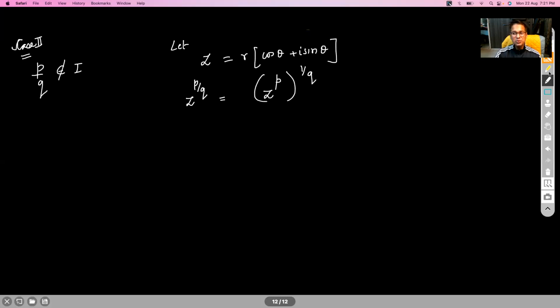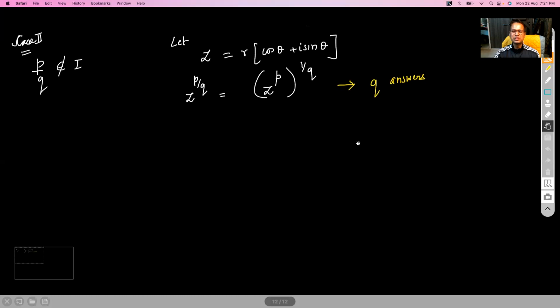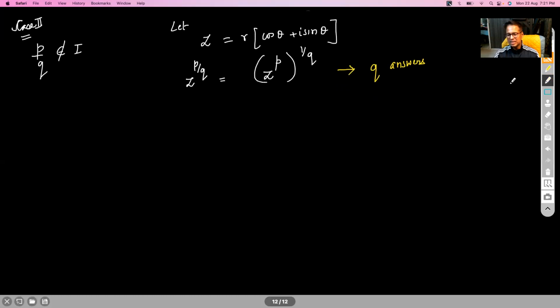So how many answers do I expect from this? How many answers should come out from this operation? Right. Q answers will come out from it. Now let's see how de Moivre's theorem helps us to find those Q answers. I'll be giving you the ready-made result, not the derivation, just the outcome of what de Moivre's theorem actually does in such cases.